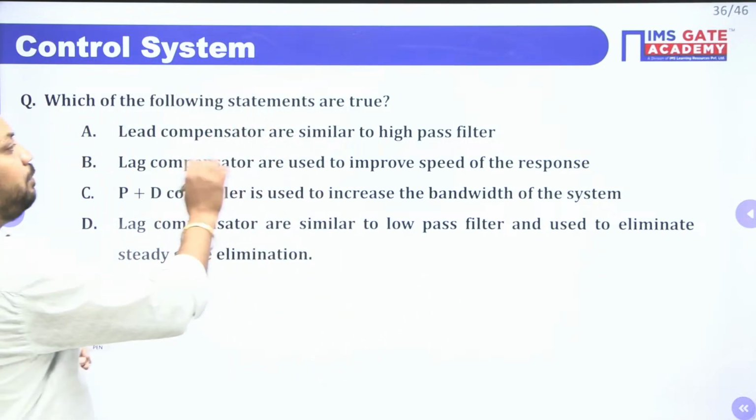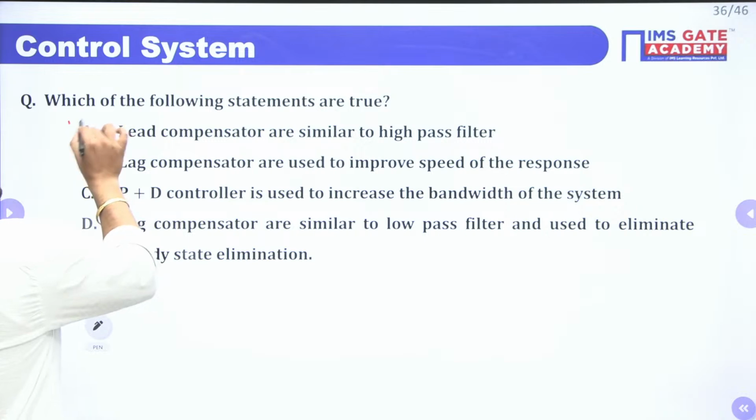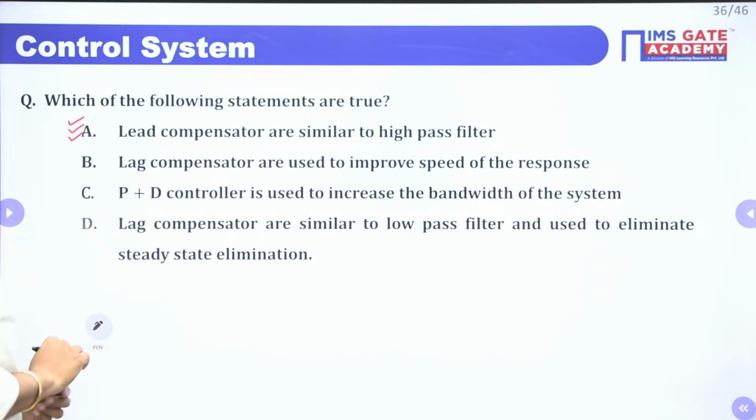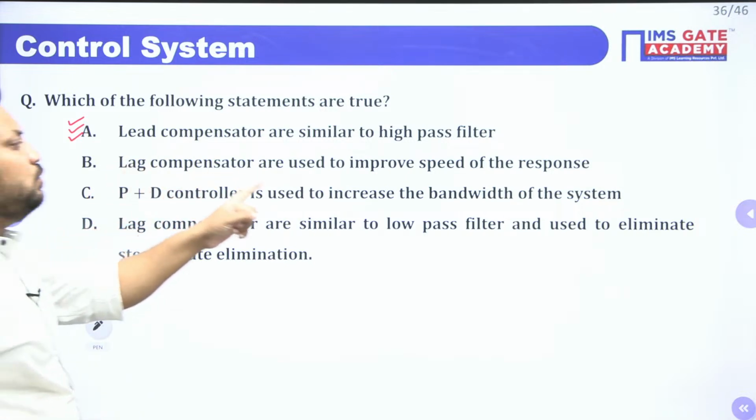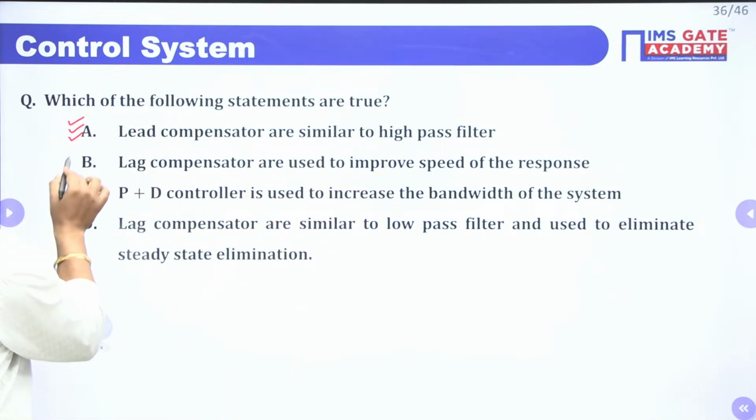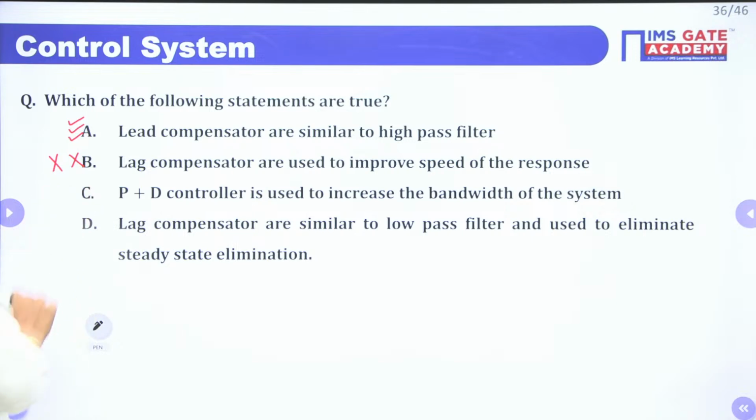So lead compensator is similar to high pass filter. This statement is absolutely true. Lag compensator is used to improve the speed of the response. This statement is absolutely wrong.